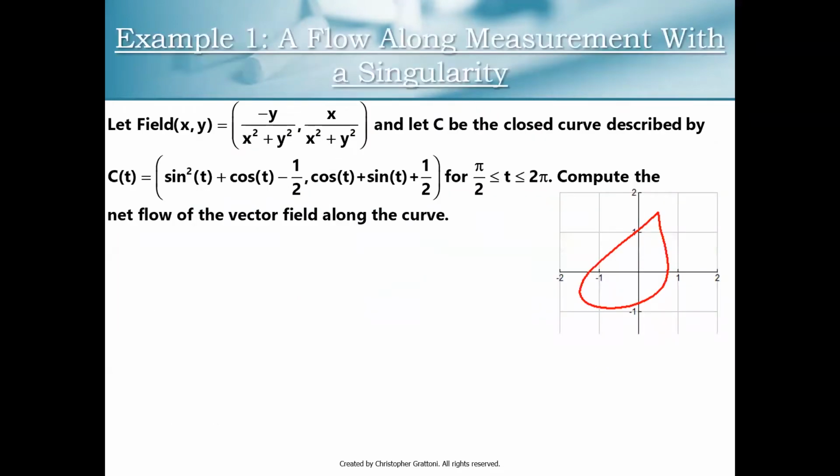So for this first example, we're in a situation where we clearly have a singularity located at the origin, because our vector field is such that when x is equal to 0 and y is equal to 0, we're dividing by 0, so our vector field is undefined. So we've got a vector field that has a big fat singularity here at the origin. And then let's see what's going on with our curve. This is a fairly complicated looking parameterization that plots out looking like this teardrop shape here.